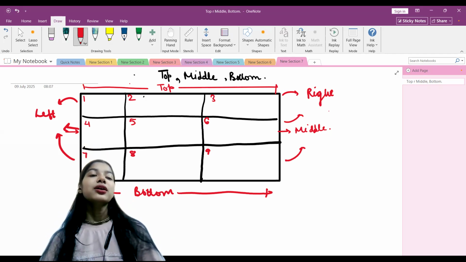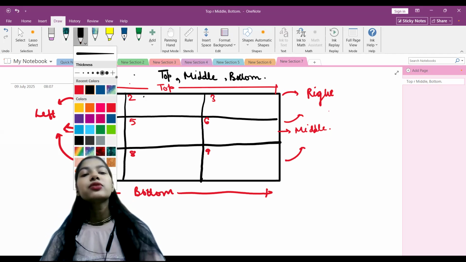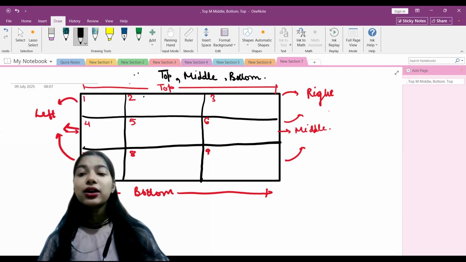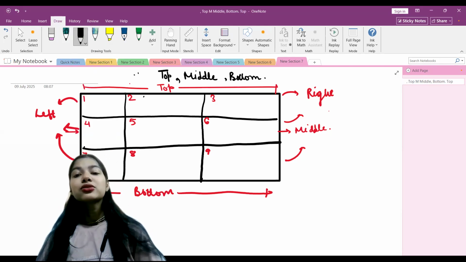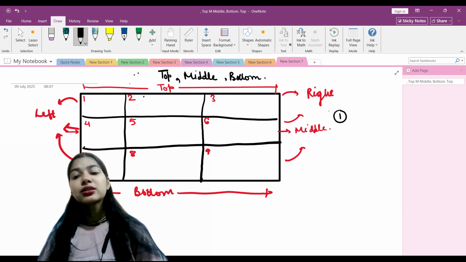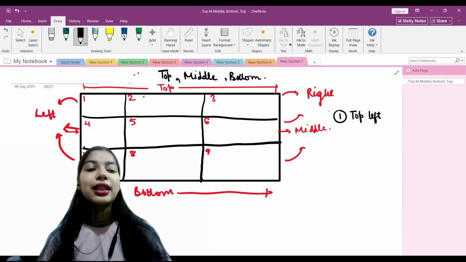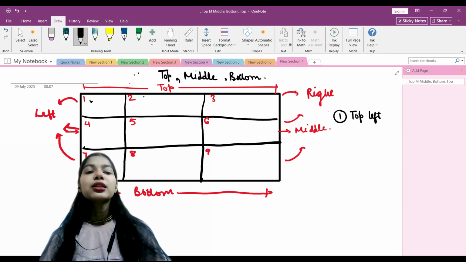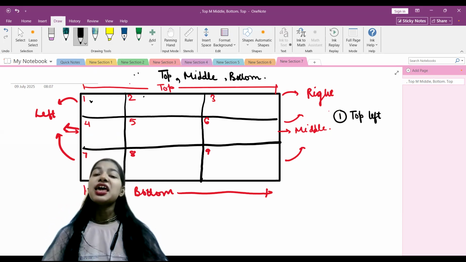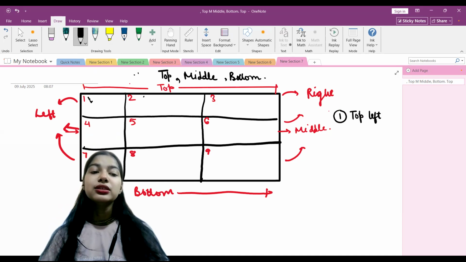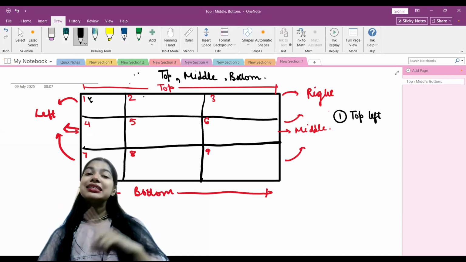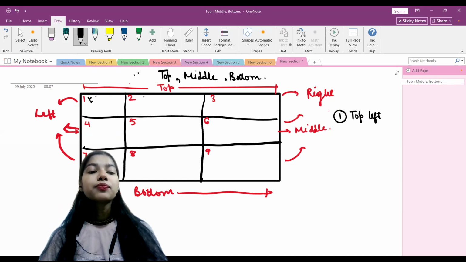Wait. So now we are going to learn some of the names of the boxes, what we are going to call them. Okay, so let's talk about the top section first. So first of all, let's talk about top left. This one, number 1, is in the top column, and that makes left. So top left. This is my top box, and it is on the left hand side. So it is top left.